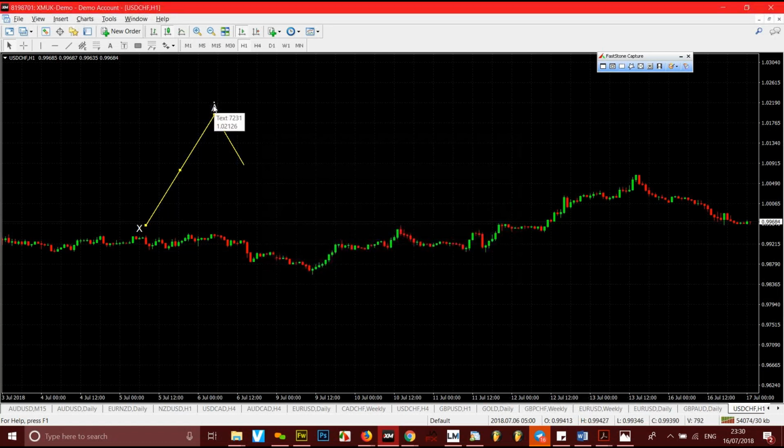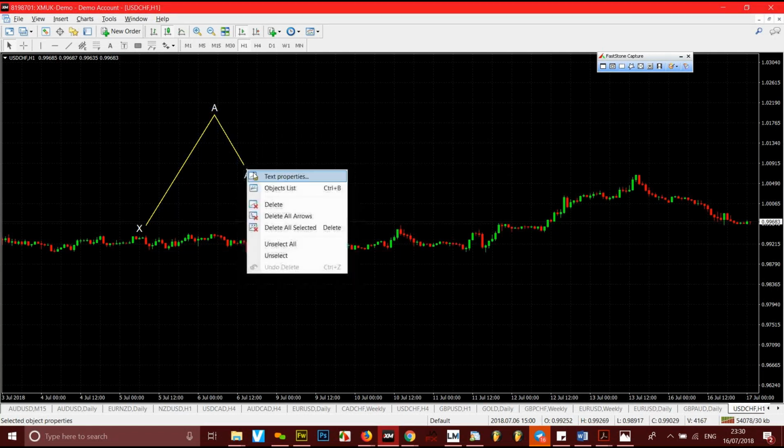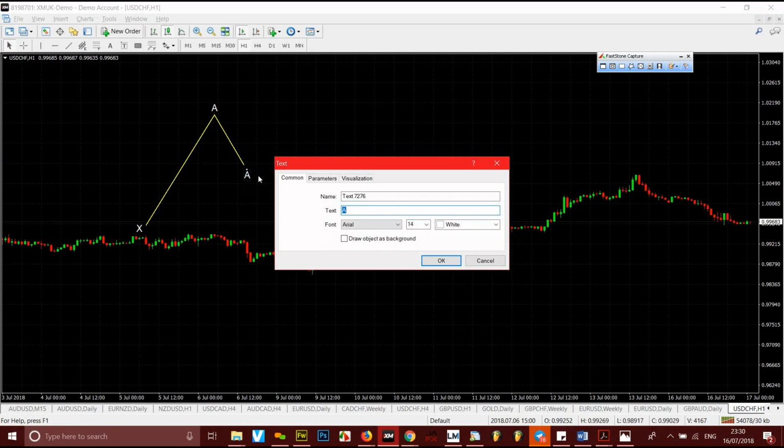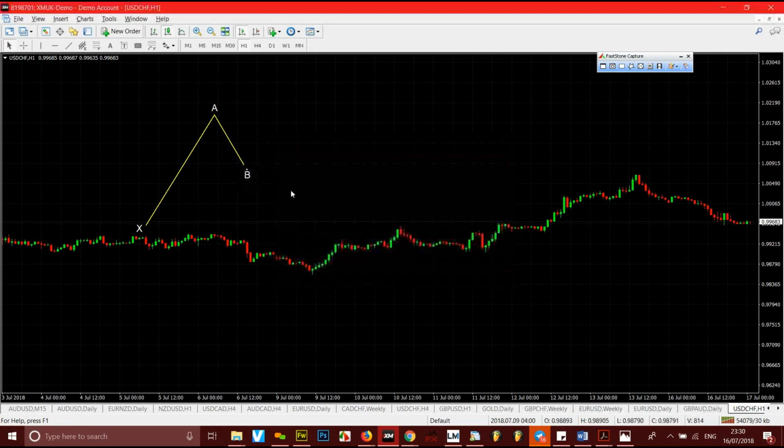So what are you looking for now? What leg are you looking for now? Yes, you guessed it. Your B leg. That is the leg you're looking for. Why? Because that is the retracement. That is the pullback of your XA.